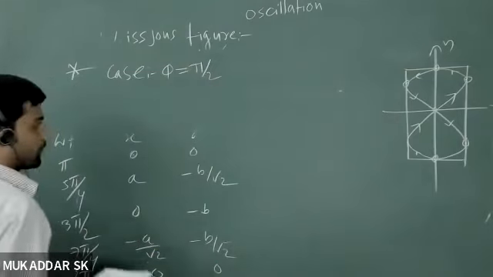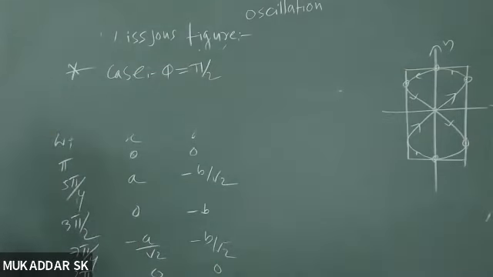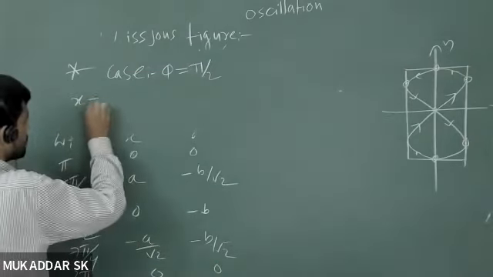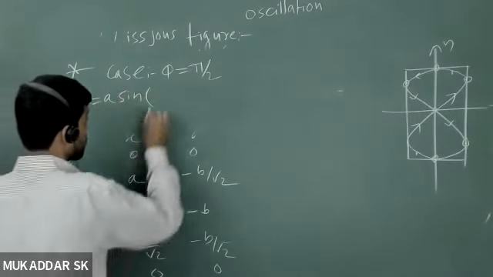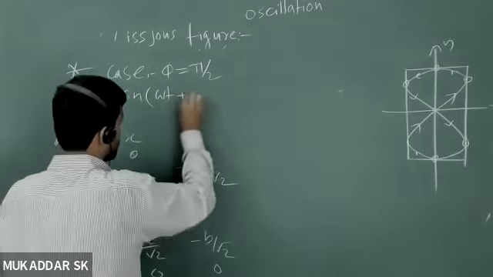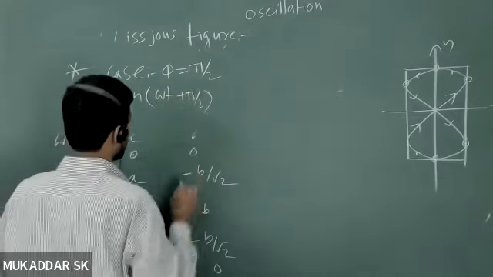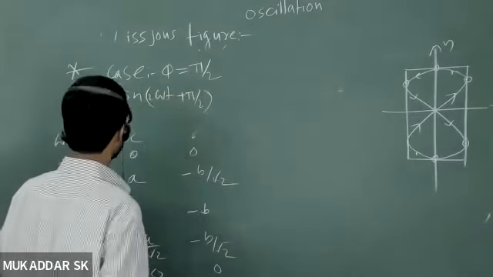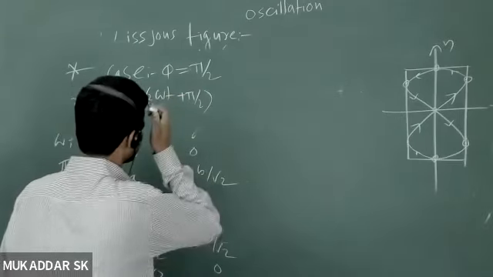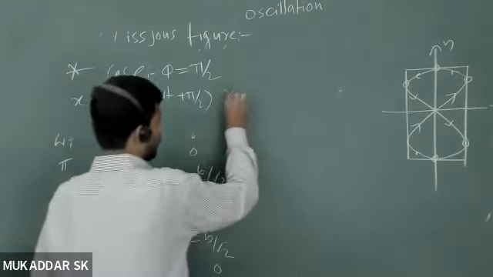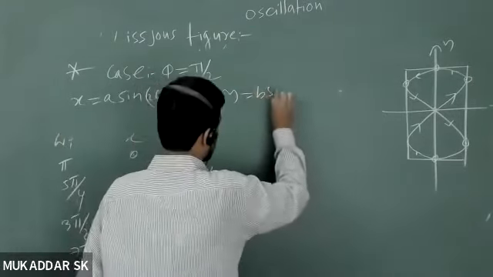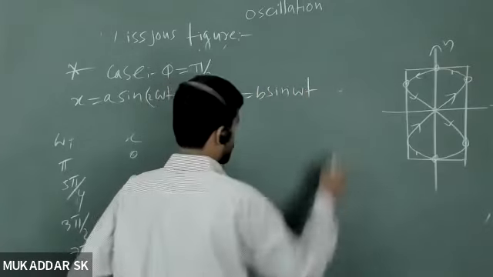So if you take pi by 2, then what will happen? Your equation now, x will be how much? A sine of twice omega t plus pi by 2, right? Oh, sorry. Yes. X equals a sine of twice omega t plus pi by 2. Y will be as it is, b sine of omega t.